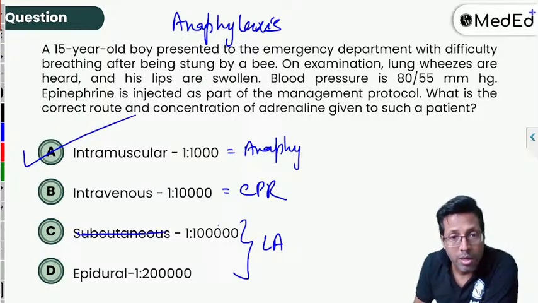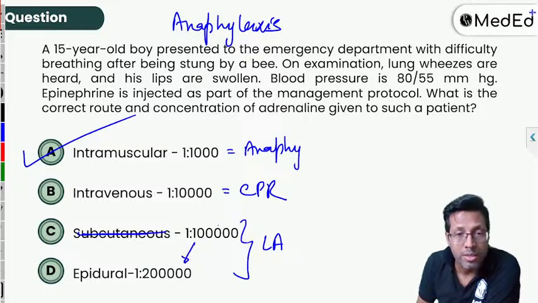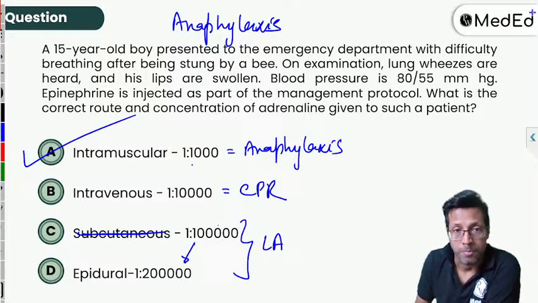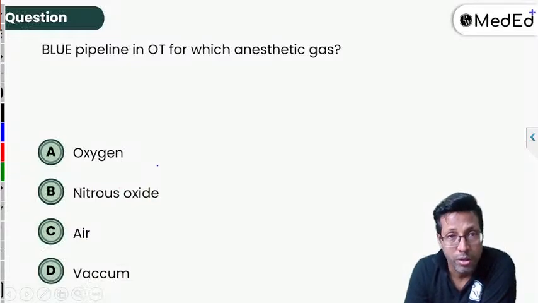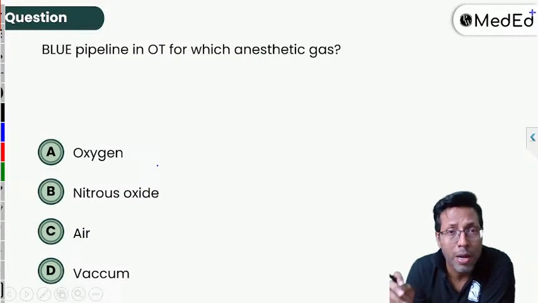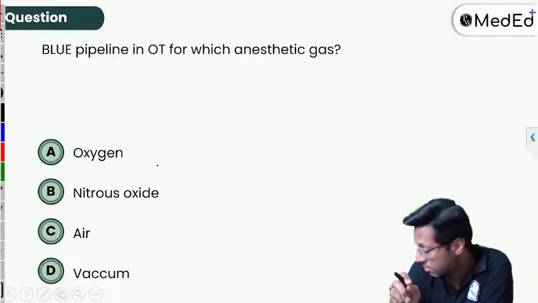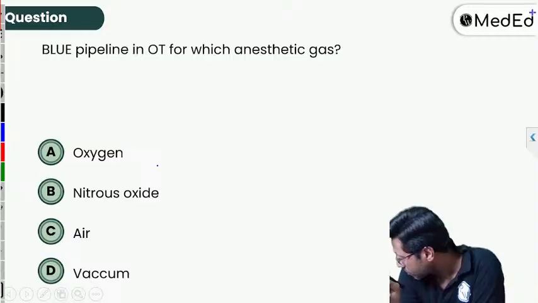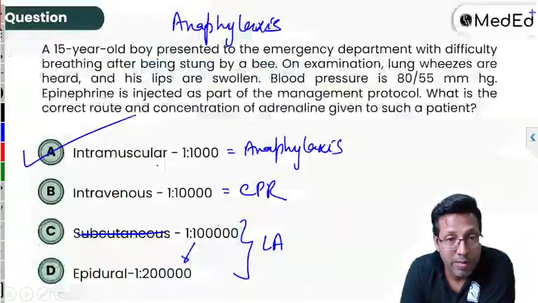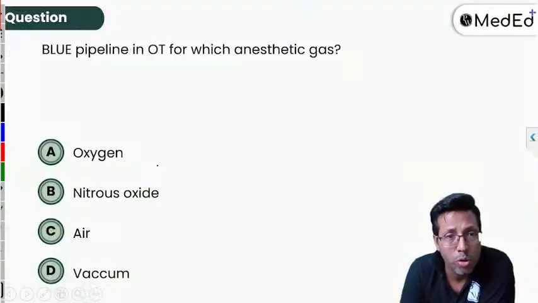I am not talking about subacute, but I am saying normally for local anesthesia it is 1:1 lakh to 1:2 lakh. All right, that's what is done. Clear? So this is the route of administration. Next question. Blue pipeline in the OT is for which anesthetic gas? Yes, the route of administration had come, I have discussed that already, and all that discussion is done.